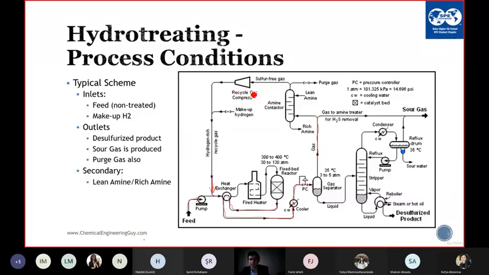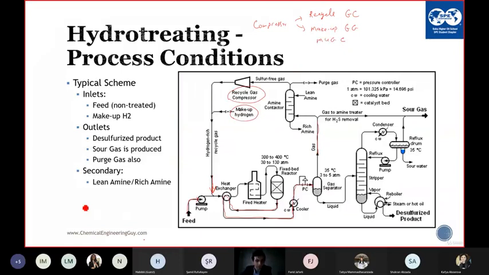And it is sent to recycle gas compressor. So the hydrotreating processes has two compressors. One is the recycle gas compressor, and the second one is makeup gas compressor or MAG compressor. So we have the recycle and we have the makeup gas.